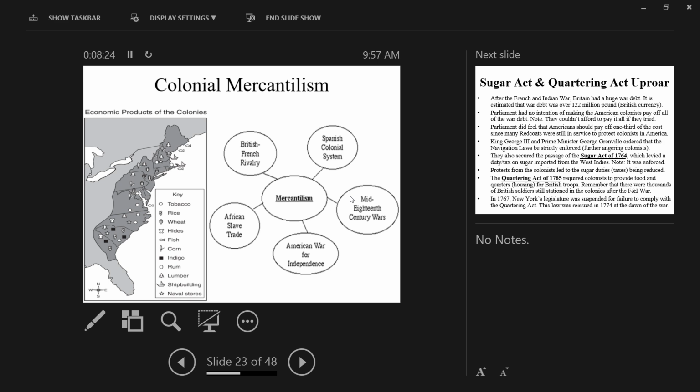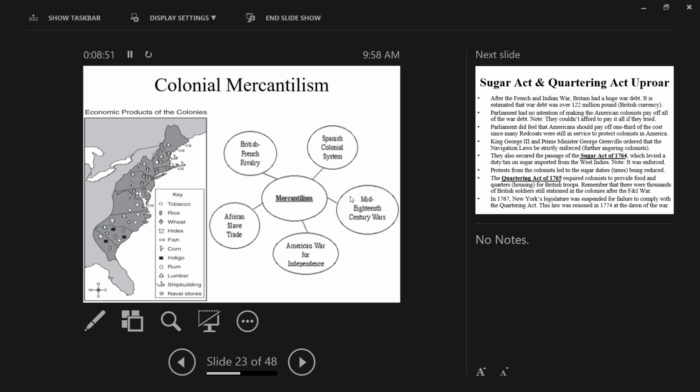naval wars with Spain, mid-18th century wars, War of Jenkins' Ear, French and Indian War, War of Spanish Succession, King George's Wars, Queen Anne's Wars, which were another series of naval wars, American War for Independence, and of course African slave trade and African American slaves.